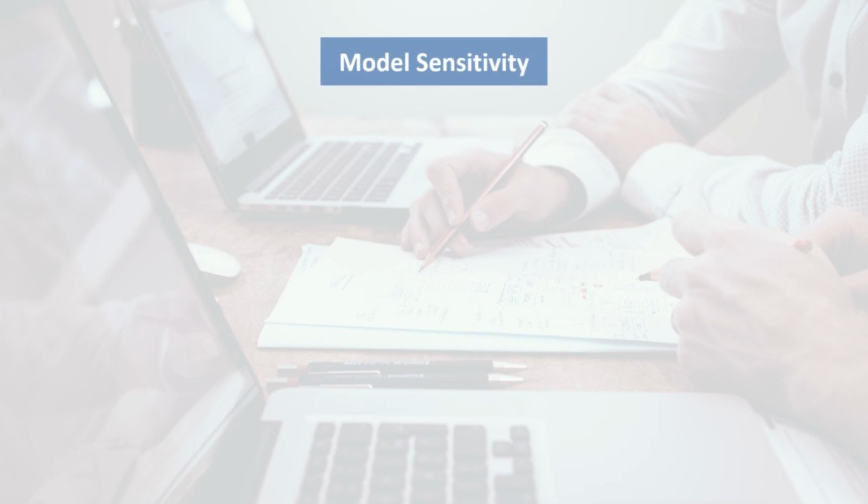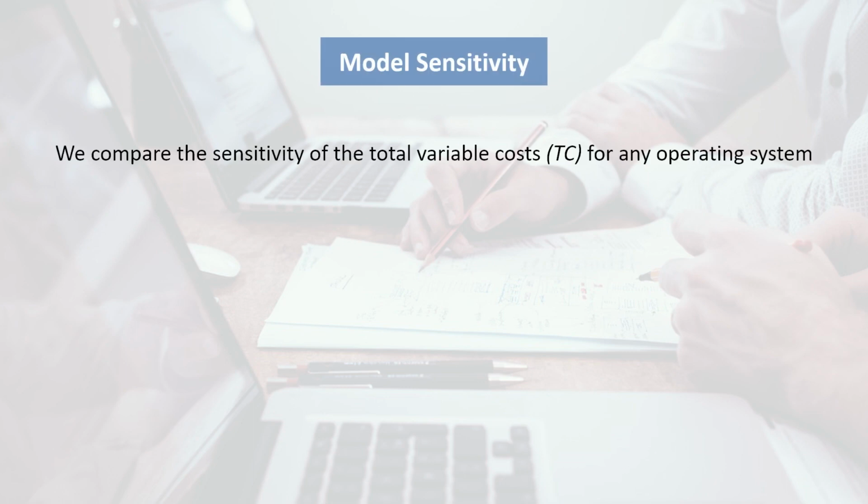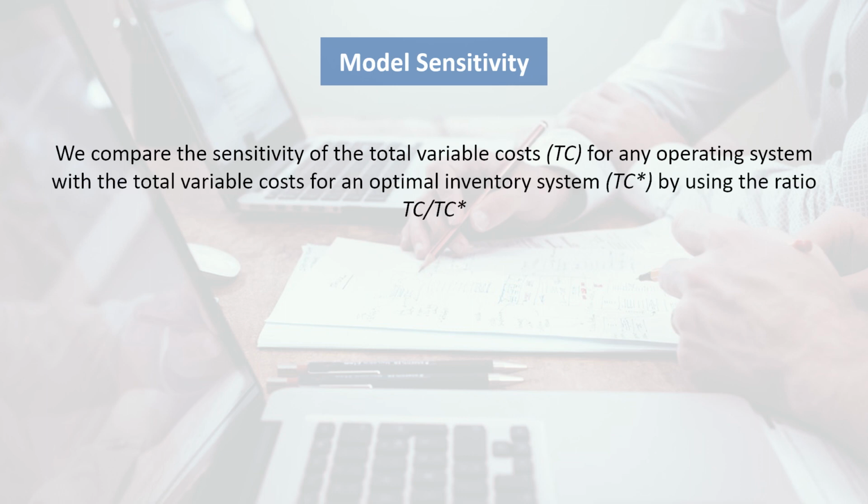So how do we calculate model sensitivity? We compare the sensitivity of total variable cost for any operating system with the total variable cost for the optimal inventory system by using the ratio of TC upon TC star, where TC represents the total cost for the order quantity whatever you have taken, and TC star represents the total inventory related cost when you use economic order quantity. In order to calculate model sensitivity, we take the ratio of TC to TC star, which is nothing but a function of Q upon Q star.